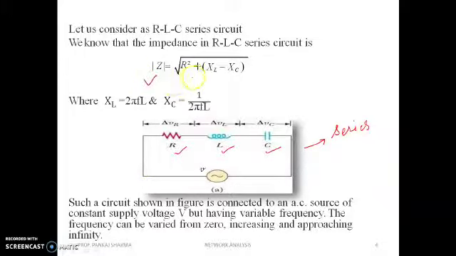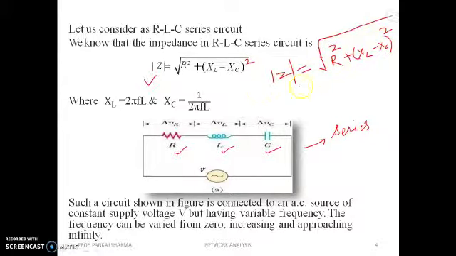Z is equal to under root R square plus XL minus XC whole square. This is your impedance value. Kindly know this. This is R square. This is XL minus XC whole square.